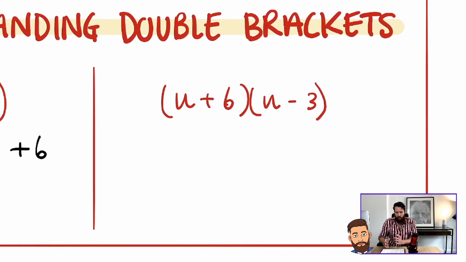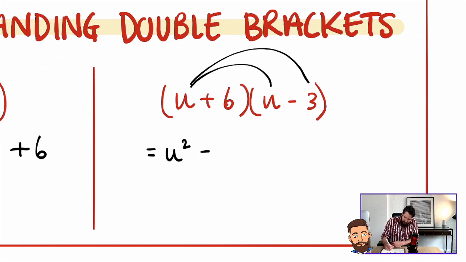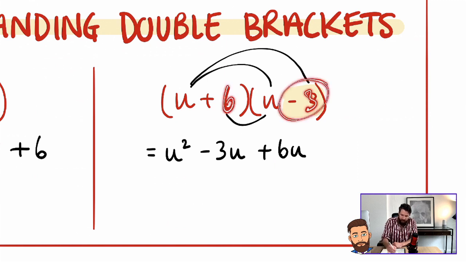Okay, and we'll just look at one where we've got negatives. We've got u plus 6 multiplied by u minus 3. Well, if I multiply those out using the same method, u times u is u squared. U times minus 3 is minus 3u. 6 times u is 6u. And 6 times, now, as always, minus 3. 6 times minus 3. It is not 6 times 3. It is 6 times minus 3. 6 times 3 is 18. And a positive times a negative is a negative. A mixture makes a minus.